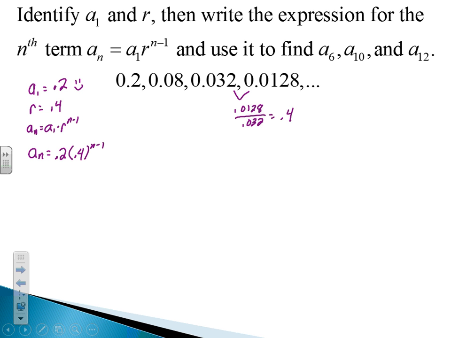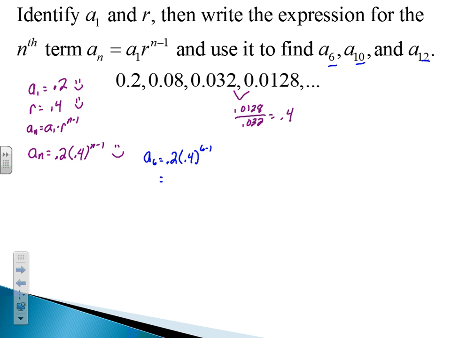So here are the first three things we're asked to identify. What is the common ratio, the first term, and the rule? So now that I know those three things, again, can I find the 6th, 10th, and 12th terms? So it's just a matter of substituting at this point. So a sub 6 in this case will give me 0.2 times 0.4 to the 6 minus 1 power.